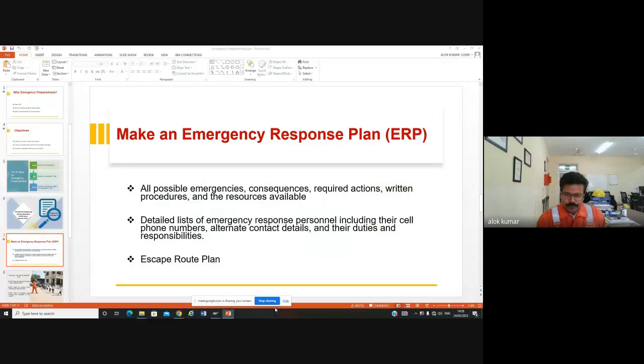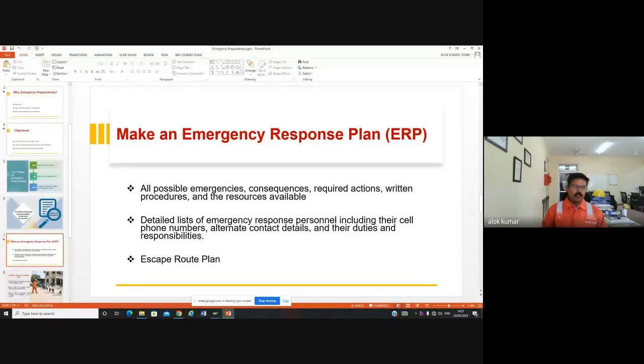Moving on to the next, that is what is written on the screen: all possible emergencies, consequences, required actions, written procedures, and the resources available. So an ERP should have all the possible emergencies. We cannot say that there will not be an earthquake. Like, we are in Goa.